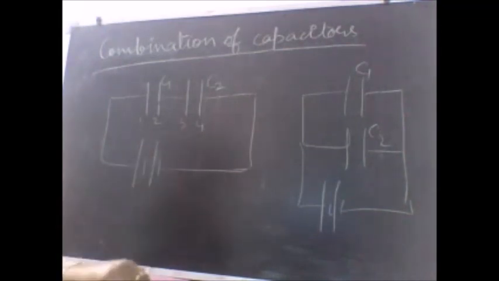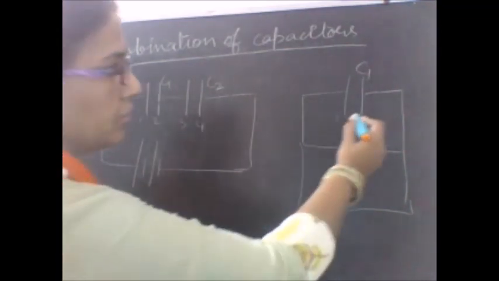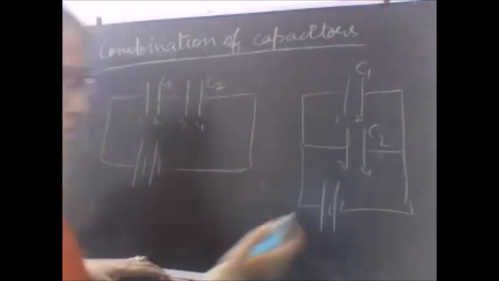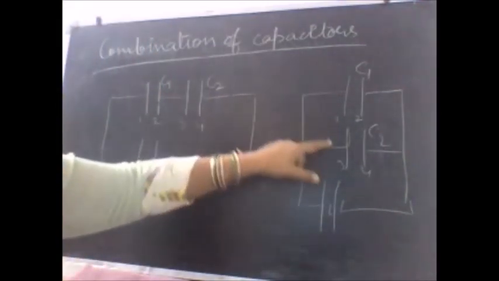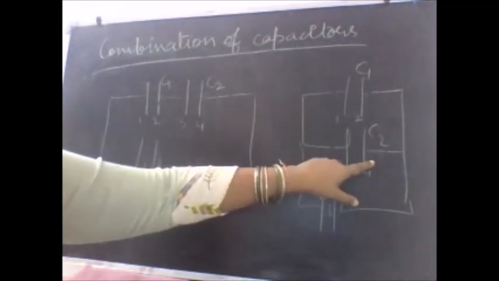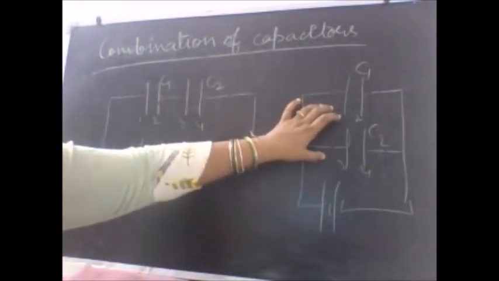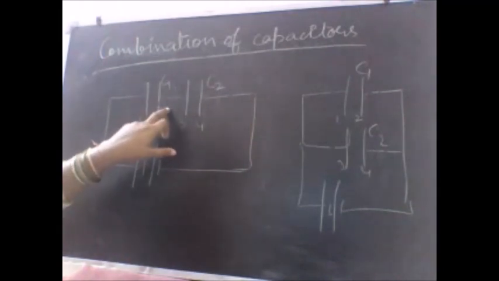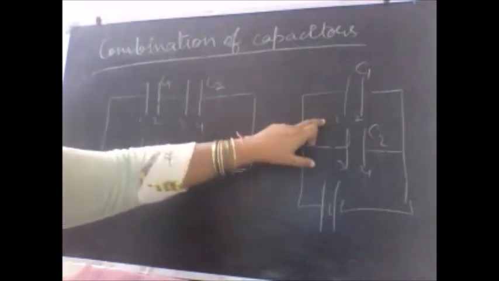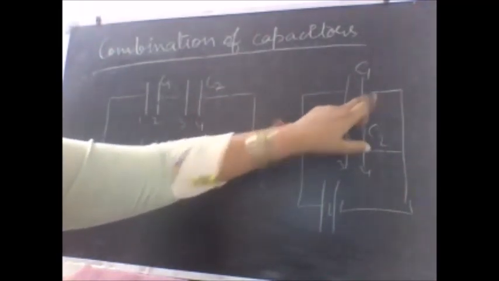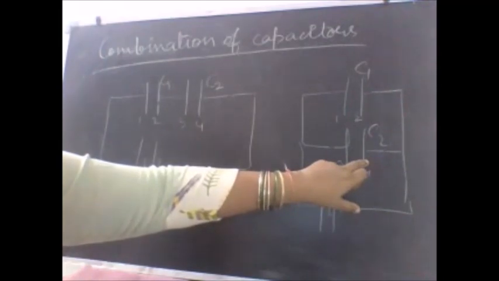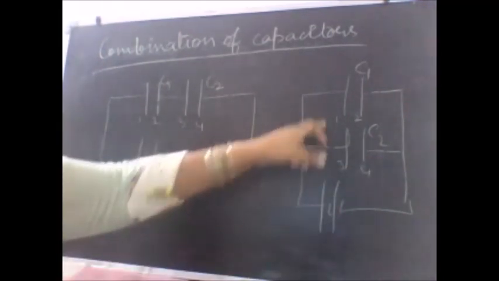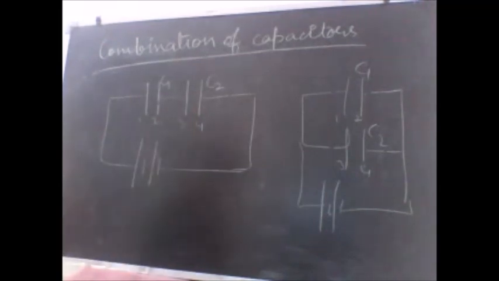If both the plates are connected, for example, look at this one, 1, 2, 3 and 4. Isn't it clear that 1 is connected to 3 and 2 is connected to 4? So I say that okay, this is a parallel combination. In the series combination, just one plate is connected to the plate of another capacitor, and in the parallel combination both the plates of one capacitor are connected to the two plates of another capacitor. So parallel combination and series combination.